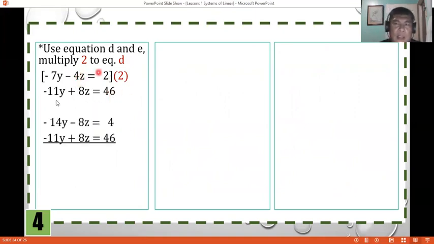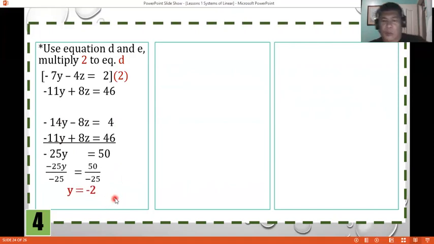Pag hindi nyo naintindihan, ibabalik nyo lang. Tapos magsusulat kayo, magle-lecture kayo para hindi kayo pabalik-balik. Okay? So, ito yung kinalabasan. We add to make this 0. So, magiging negative 25, positive 50. So, dividing both sides by negative 25, y is negative 2.